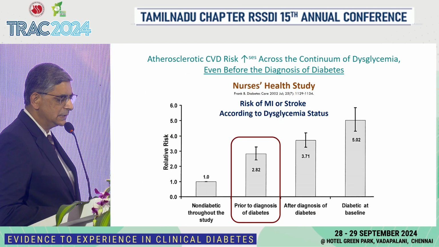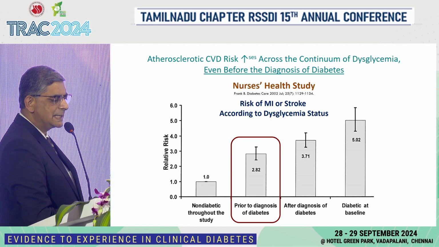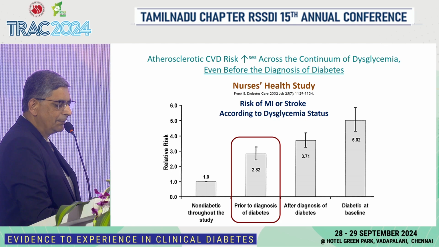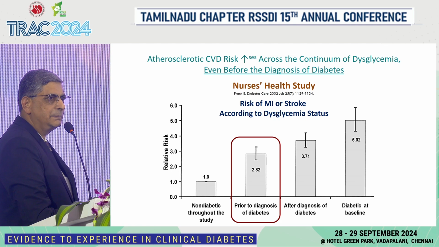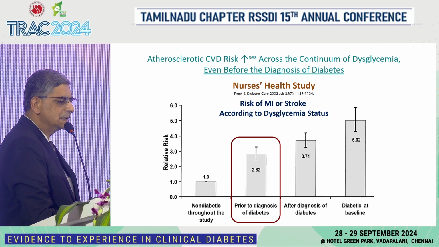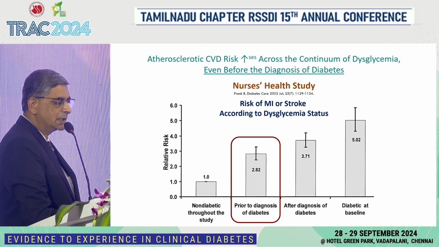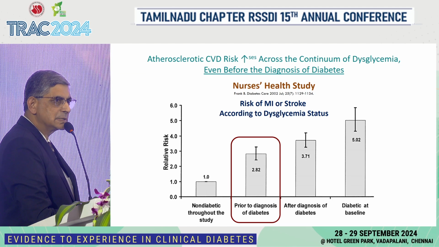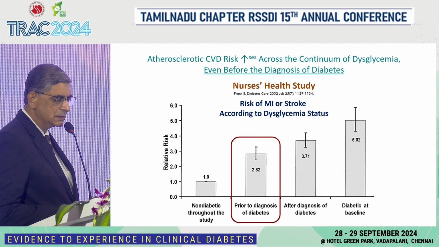Now, this comes from the Nurses' Health Study, and if you look at the index where there were non-diabetics during the study, and at the other extreme, you look at diabetics at baseline, there is almost a 5 times increased incidence of myocardial infarction or stroke as per dysglycemic status. But look at the box that is marked out. Prior to the diagnosis of diabetes, you still have about 2.8 times higher risk of cardiac disease. These are the patients who don't have overt diabetes and yet have a higher incidence of cardiovascular disease, and they're more in the prediabetic range.